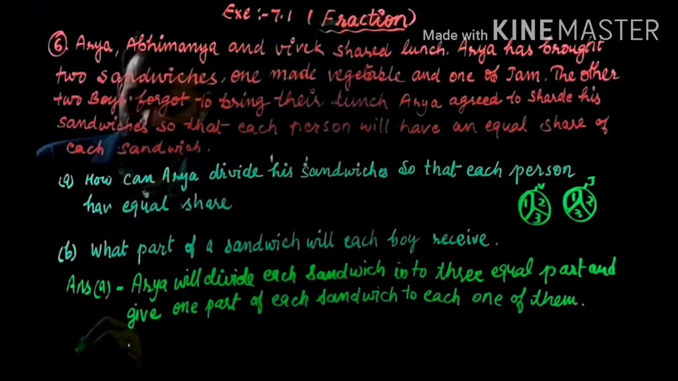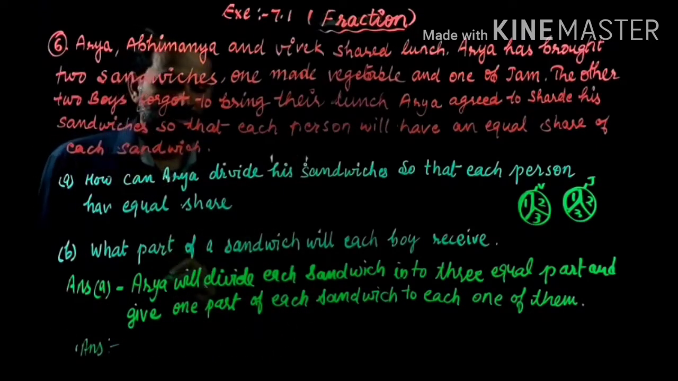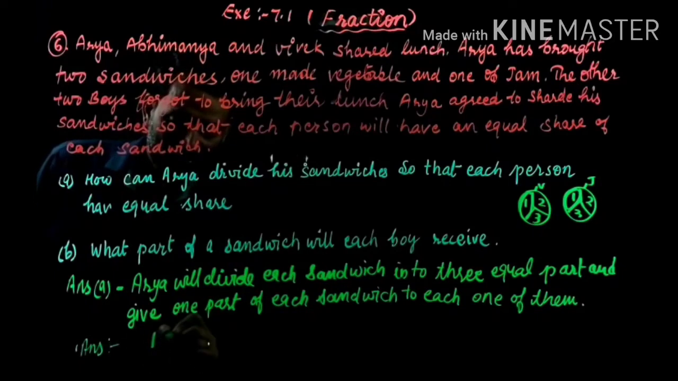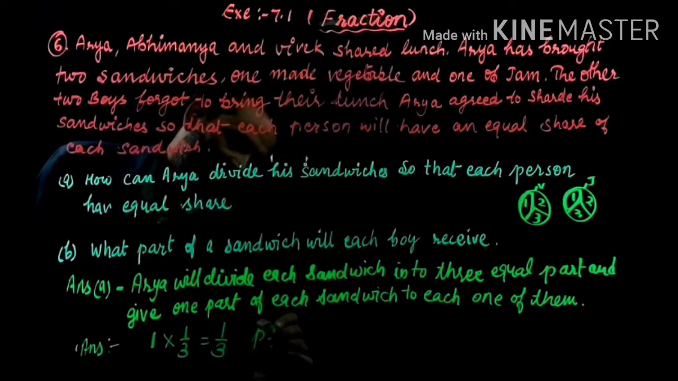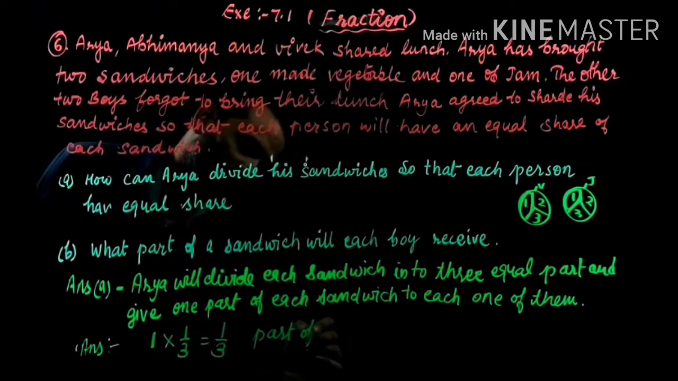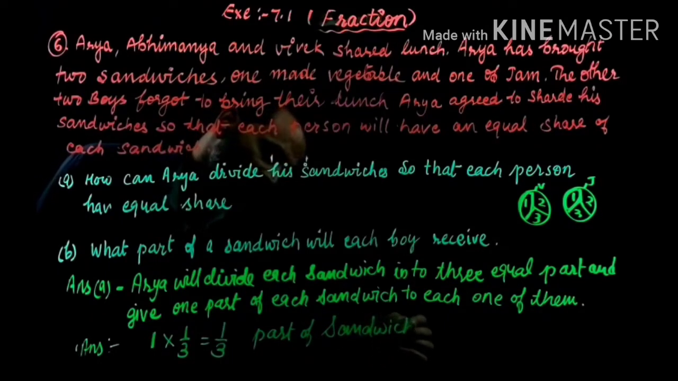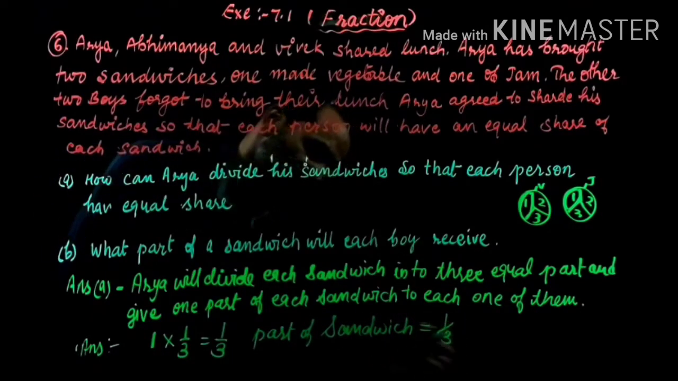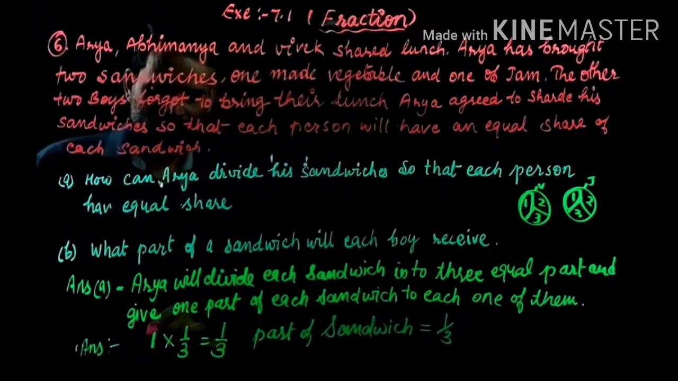So the answer is: one sandwich divided equally into 3 parts, so each part is 1 by 3. The part of the sandwich is equal to 1 upon 3.